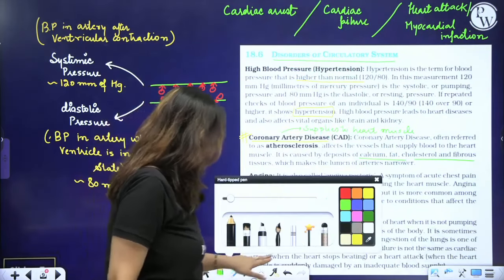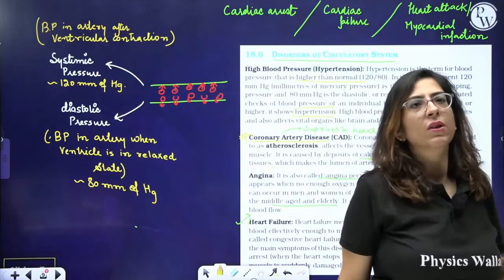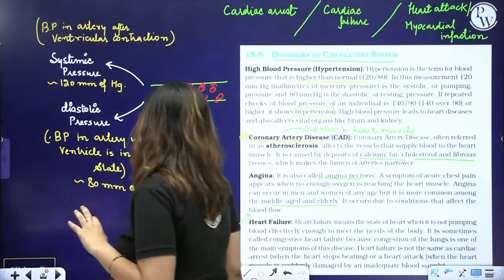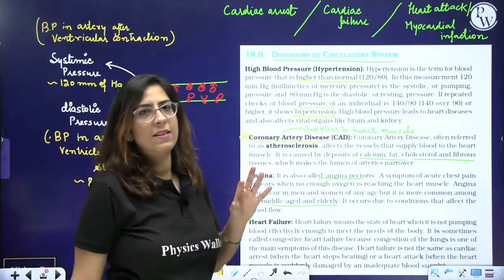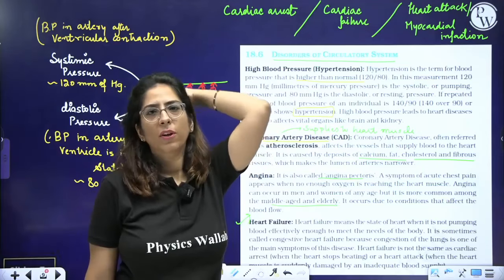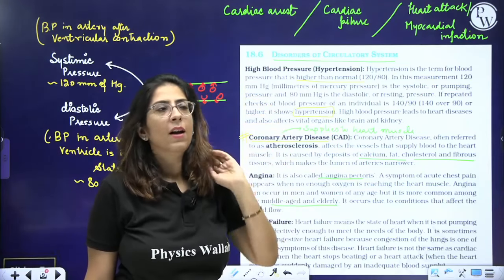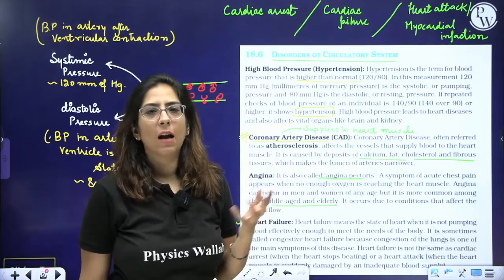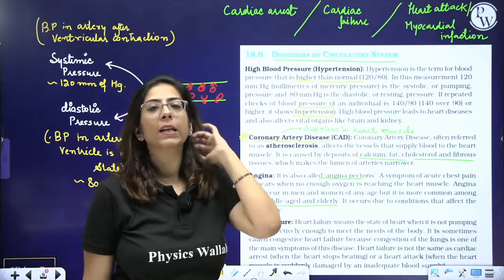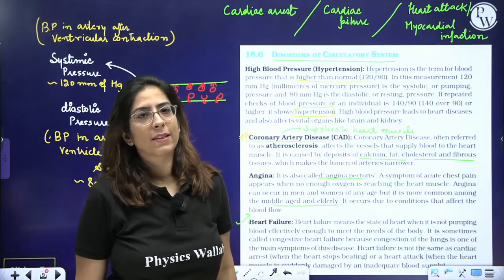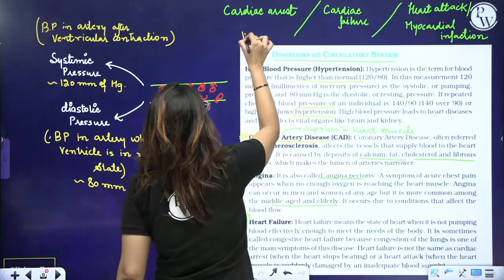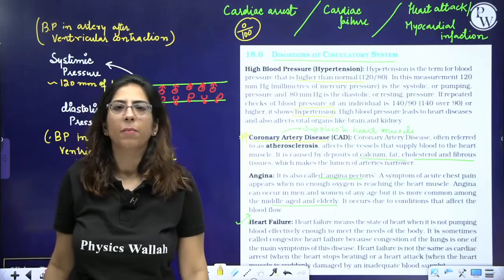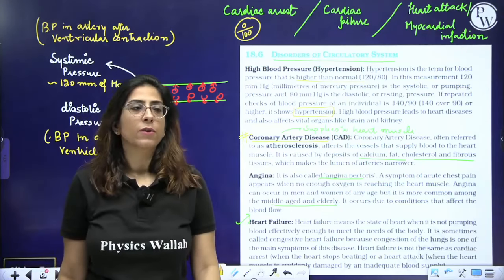First is cardiac arrest. Just imagine the situation. Suppose on a particular day, let's say it is 7 a.m. in the morning, and you have a test. Somehow, and this should not happen with anyone, the police come and arrest you. In that case, what will be your marks? If the paper is of 100 marks, your marks will be 0 out of 100.